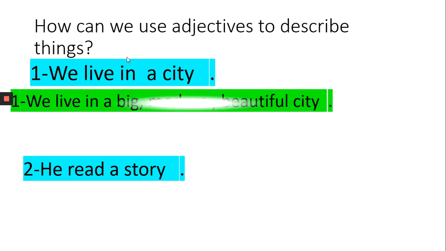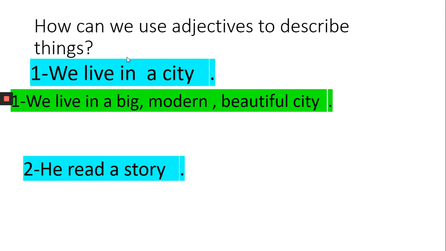So the adjectives that we can add here: we live in a big, modern, beautiful city. Now here the reader is more attracted to read what you are talking about, and he has a clear idea about your city as a big, modern, and beautiful city. What about the story you have read?